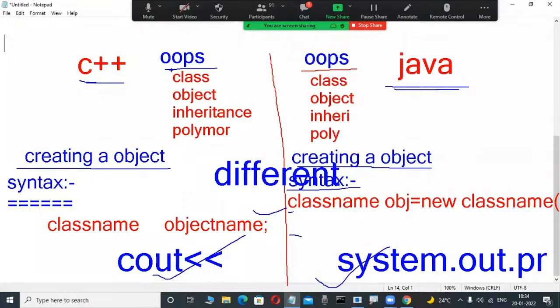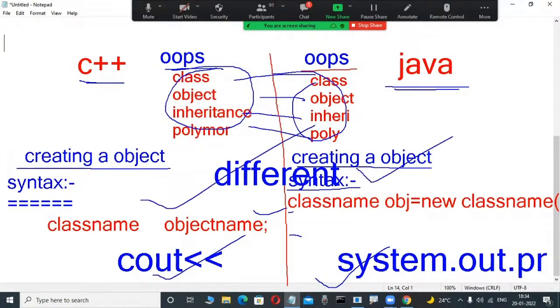But conceptually, some OOPs concepts are the same. What is a class? What is an object? What is inheritance? What is polymorphism? Same. But syntactically, totally different. Why? Because those are two different languages, two different products from different companies. That's why functions and syntax are different.